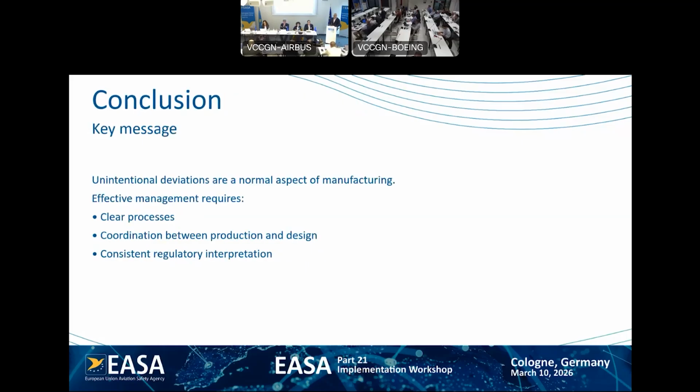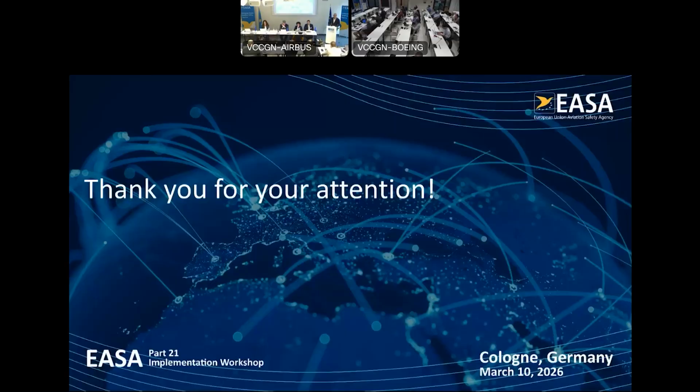So, key message: unintentional production deviations are a normal aspect of manufacturing. Effective management requires clear processes, coordination between production and design, and consistent regulatory interpretation, which is important. That's it. Do you have any questions?